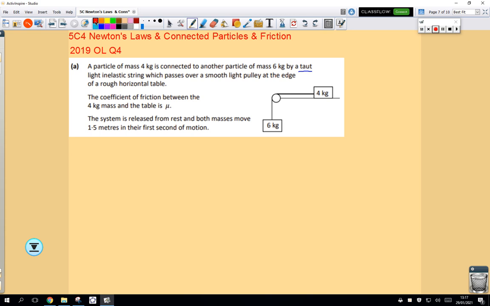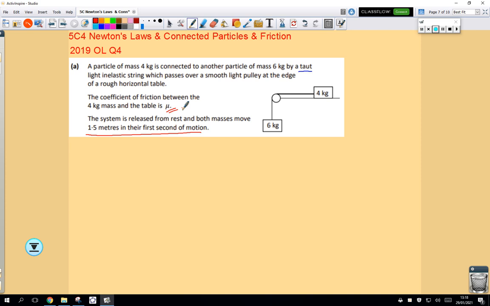The system is released from rest, and both masses move 1.5 meters in their first second of motion. What I want to do is find ultimately the value for this thing mu. Okay, what is the coefficient of friction?